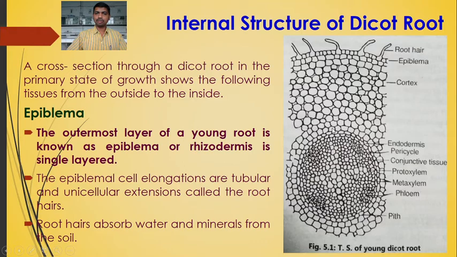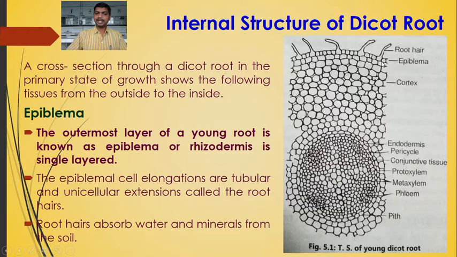Okay, so these are the tissues from outside to the inner side when we take the TS of the young dicot root. The first region is the epiblema, which is the outermost layer. The epiblema is the outermost layer of the young root and is also known as rhizodermis. Epiblema is single layered. So here we can see the epiblema, which is the outermost. It is also called rhizodermis. This word rhizo is used for the root.